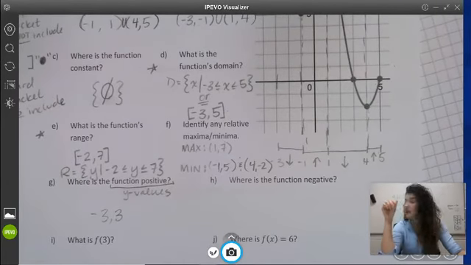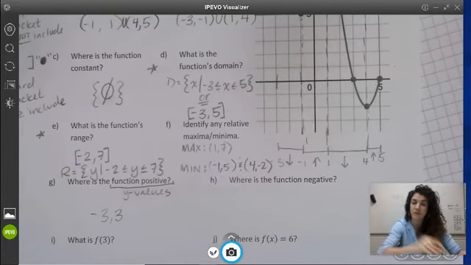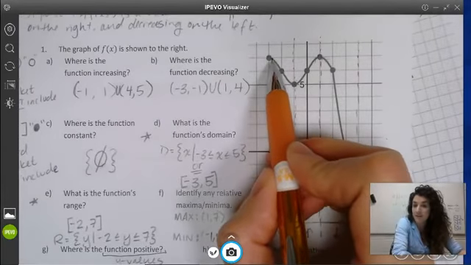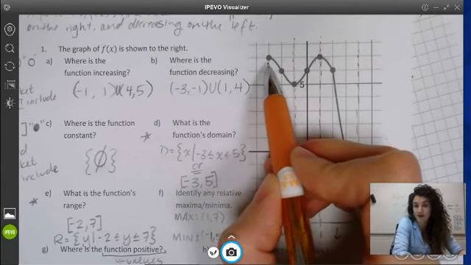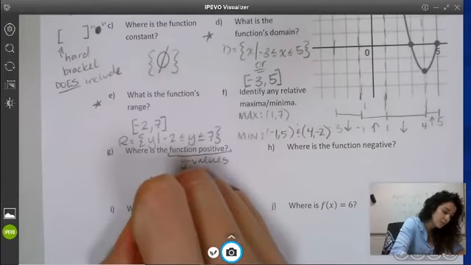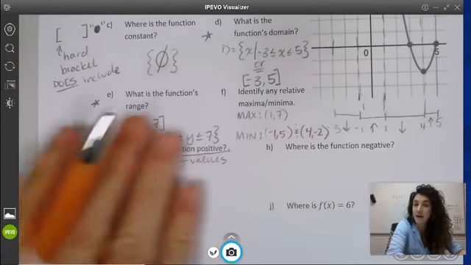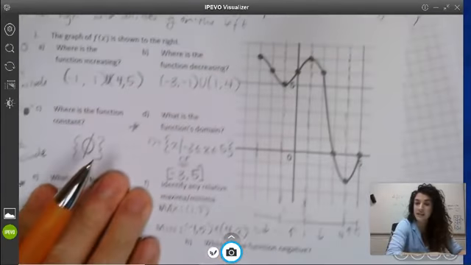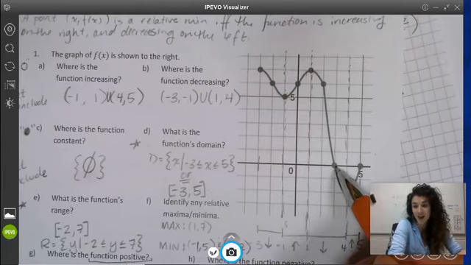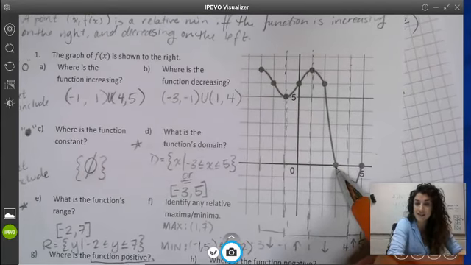And now I have to think: do I include the value or do I not include the value? At -3, we are definitely positive, so we can include -3 in this interval. However, at +3, we are at 0, and 0 is neither positive nor negative. It's the doorway to positive or negative. So you cannot include 3 in this interval.